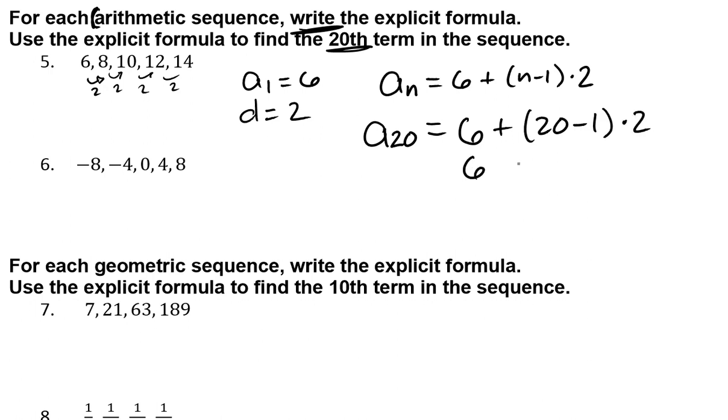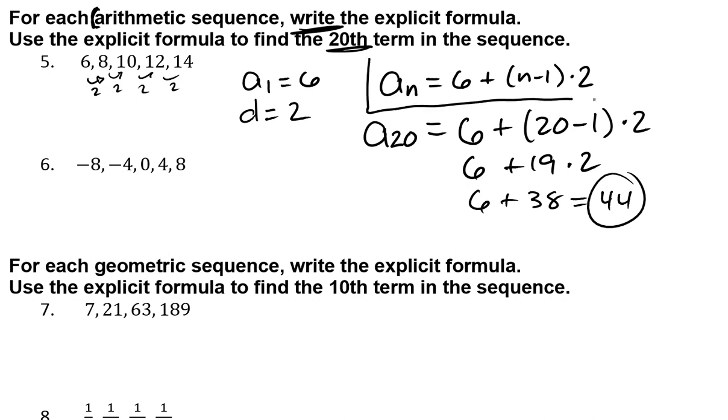So I'm looking at 6 plus 19 times 2. If I take 19 and I double it, I'm getting 2 less than 40, so this is 38. So I have 6 plus the number 38, which is 6 plus 2 more is 44. So there we go. So the 20th term is 44. And the explicit form is right here.